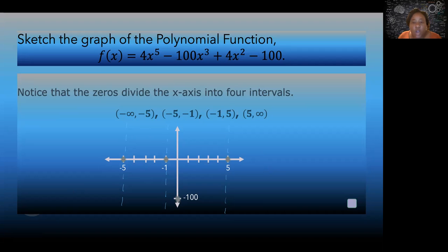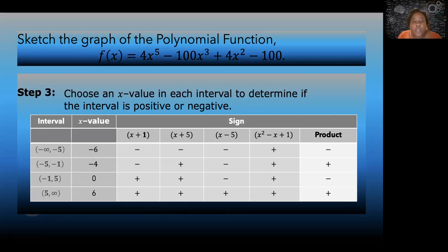And we want to determine if these intervals are all positive or all negative, because the sign does not change between those consecutive intercepts within the interval. Thus, we will use this chart to determine if the interval will be all positive or all negative. So as you notice, I chose the x value -6 out of the interval -infinity to -5.